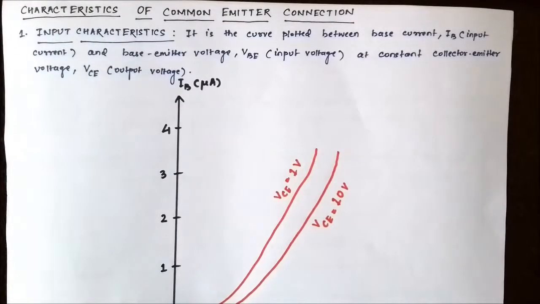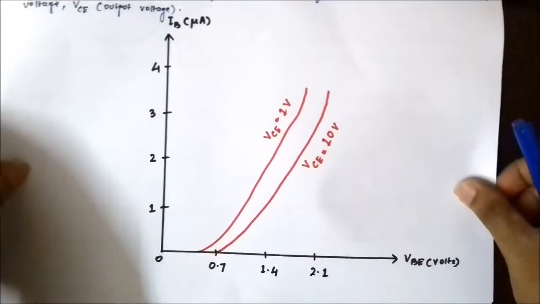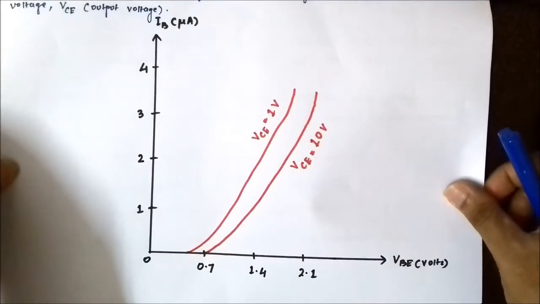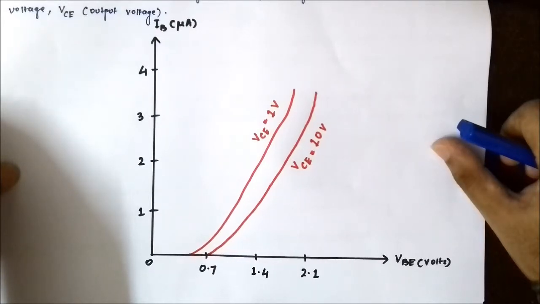Now, the input characteristics for the common emitter configuration will be plotted between the input current, that is the base current, and the input voltage, that is the base emitter voltage, at constant output voltage, that is the collector emitter voltage. So here this is the input characteristic curve for a common emitter configuration BJT, where the base emitter voltage, that is the input voltage, is on the x-axis and the input current IB is on the y-axis.